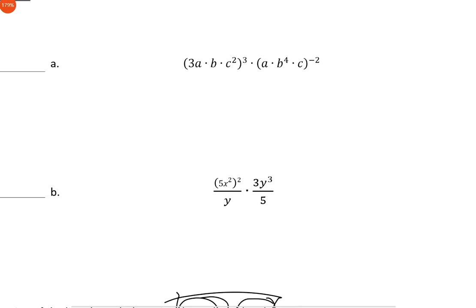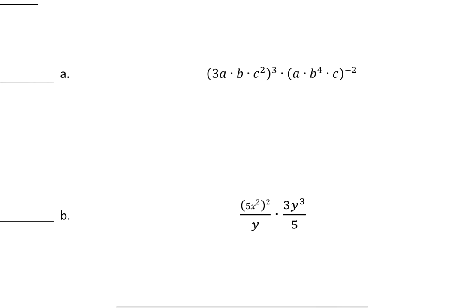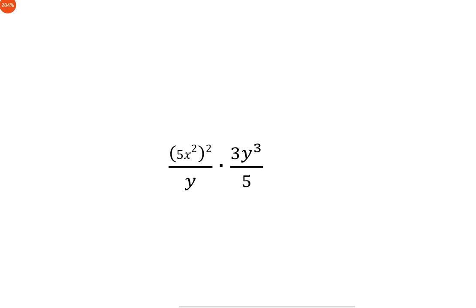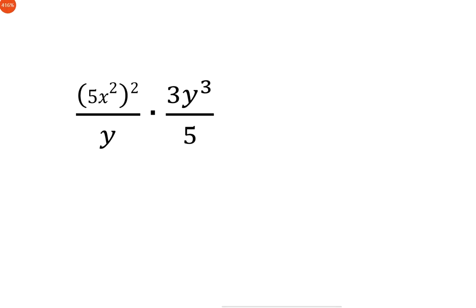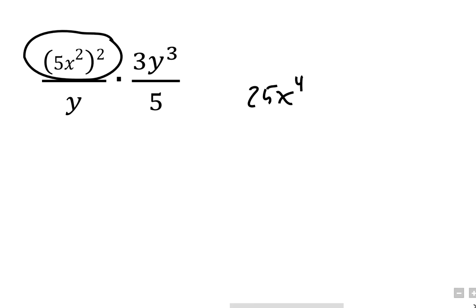Here's some problems that involve simplifying things with exponents and some negative exponents. When we write our answers, right, we can't leave any negative exponents in our final answer. And it's always a matter of kind of just looking at little parts. So if I look at this particular problem, if I'm focusing on this first, what I see here is 5x squared. That's the same thing as 25x to the 4th power.